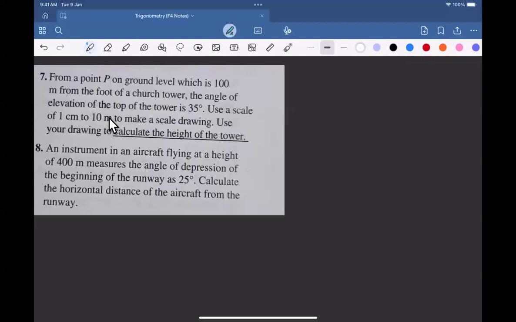Right. So somebody standing on ground level, which is 100 meters away from a church. All right, draw a little diagram. Come on.